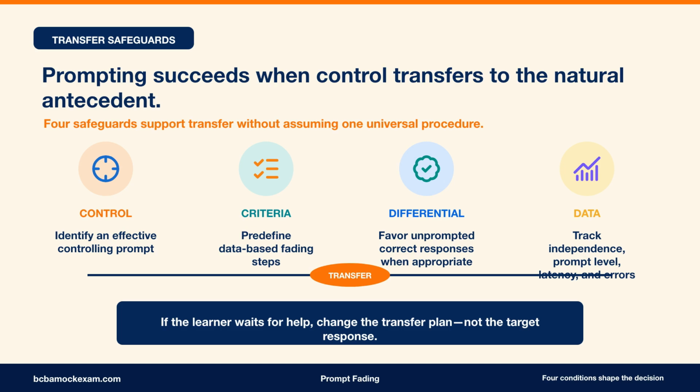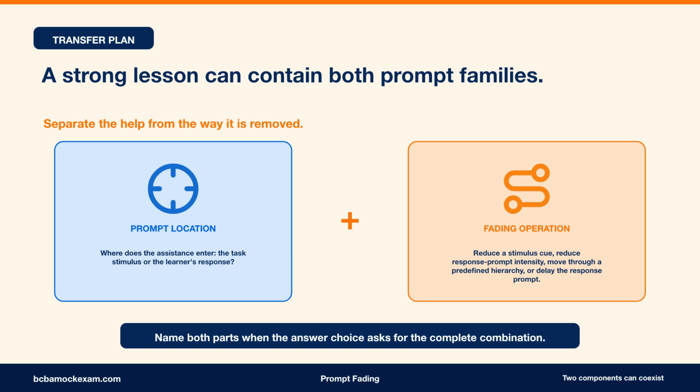Identify an effective controlling prompt. Define data-based fading criteria and track independence, prompt level, latency, and errors. When appropriate, reinforcement should favor correct, unprompted responding, so waiting for help does not become the stable pattern. If the learner already has the skill but waits for a hint, revise the transfer plan rather than changing the target response.